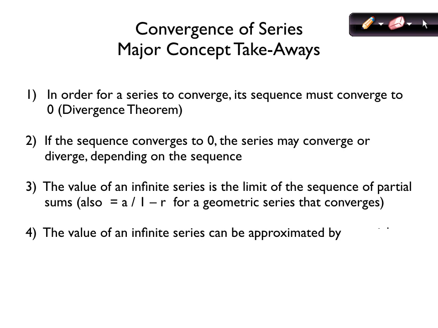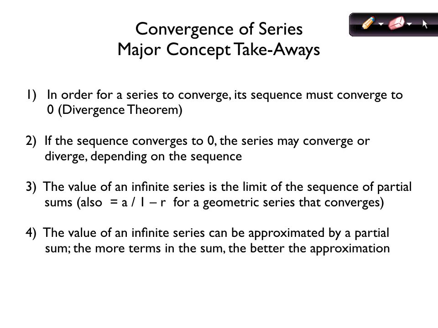Okay? The value of an infinite series can be approximated by what? Do you need a lot of them? You only need a few, but I just want to approximate the series. How many do I need? Just one, right? So any partial sum is an approximation. It's just that the first partial sums are not good approximations, and then the ones that have lots of terms are much better approximations. So the more terms in the sum, the better the approximation.